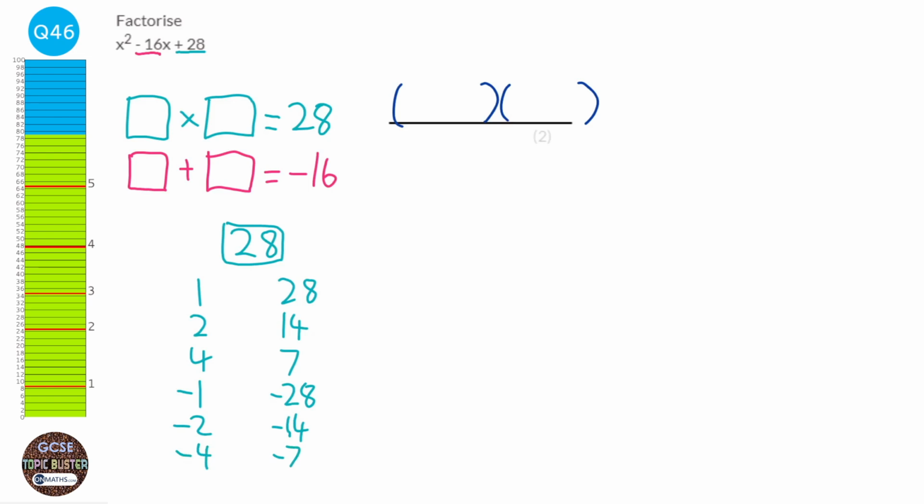But they need to add together to make minus 16. So we're going to check these to see which add together to make minus 16. Looking down the list, it's going to be these two here. Minus 2 plus minus 14 is minus 16. The first terms in our brackets are both going to be x, and we're just going to put the minus 2 in one of the brackets and the minus 14 in the other.